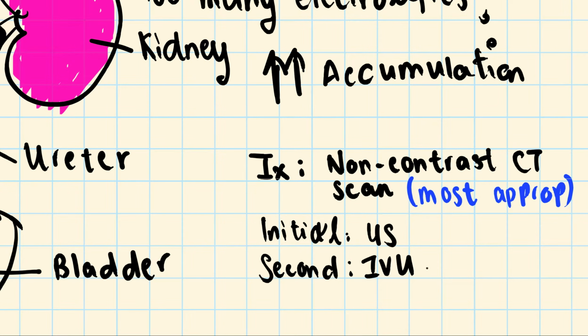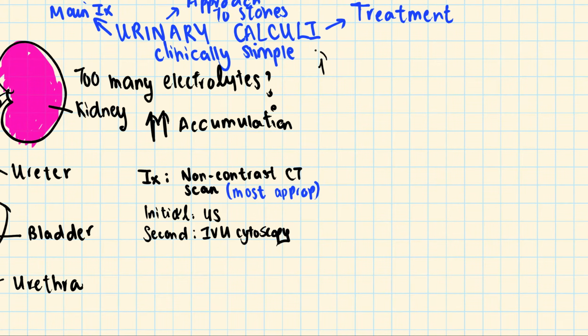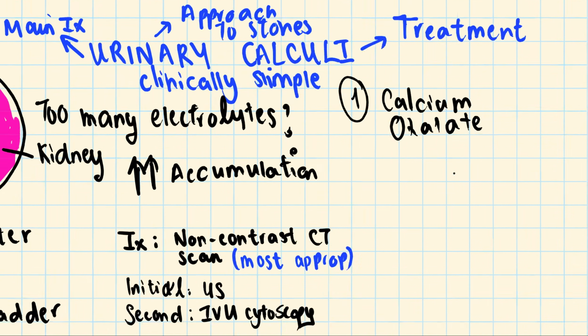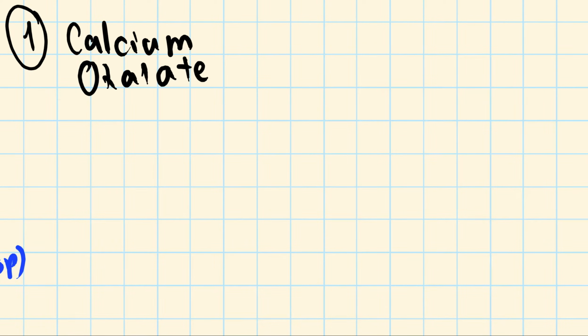your initial investigation will be ultrasound. And the secondary investigation, second line, might be IV cystoscopy. But your most appropriate is, in fact, the CT scan, okay, according to the UK guidelines and for PLAB purposes as well. So, different types of stones can form.